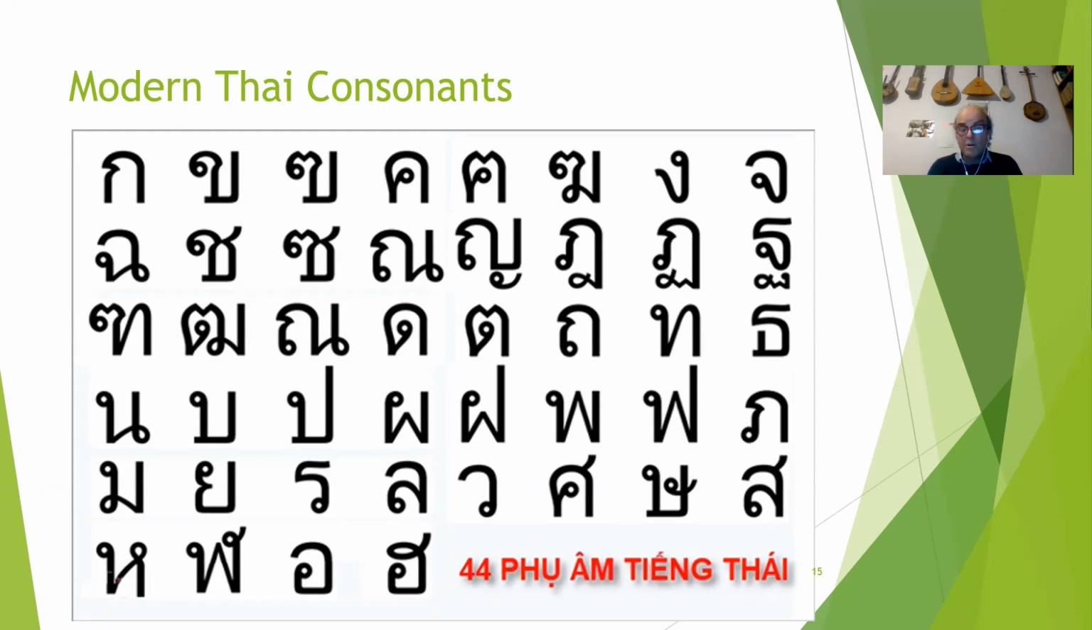There are in fact 44 consonants in the modern Thai alphabet. If we read them across the top line, we have go, ko, ko, ko, ko, ko, ngo, and then the last one on that line is jaw, jang, we call that, and then chaw, chaw, saw, chaw, nyo, and then that one's do, to, etc. There are multiple consonants that have the same sound.